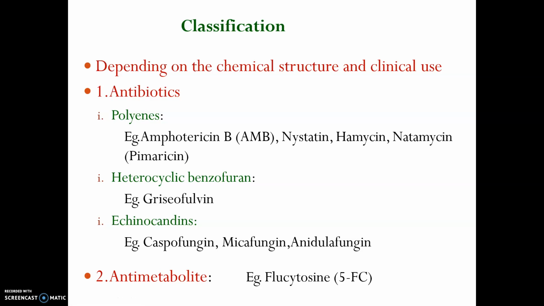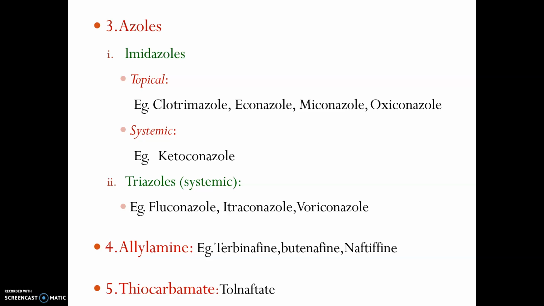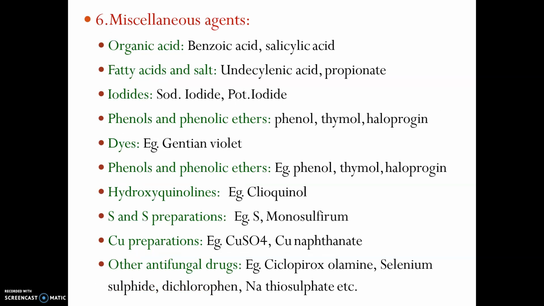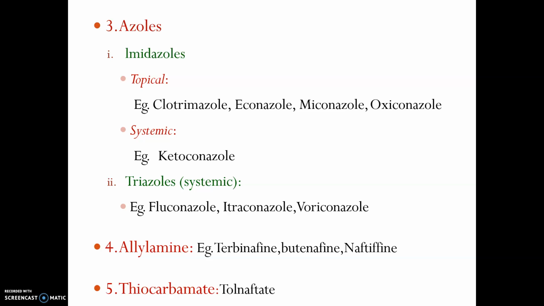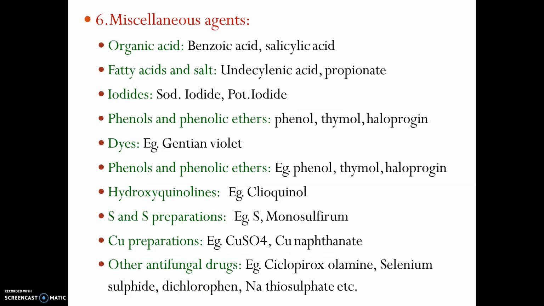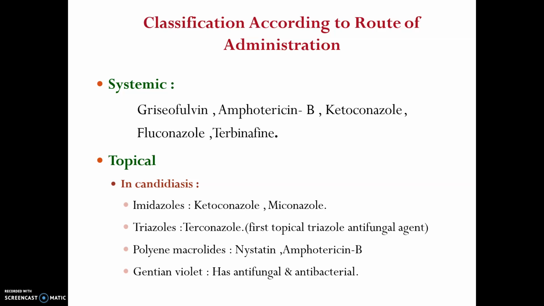Depending upon the chemical structure and clinical use, antifungal drugs are mainly classified into antibiotics, antimetabolites, azoles, allylamines, thiocarbamates, and miscellaneous agents. According to the route of administration, for systemic infection we will be using griseofulvin, amphotericin B, ketoconazole, fluconazole, and terbinafine. And for topical use, like in candidiasis, we'll be using choline, macrolides, triazoles, imidazoles, gentian violet, etc.